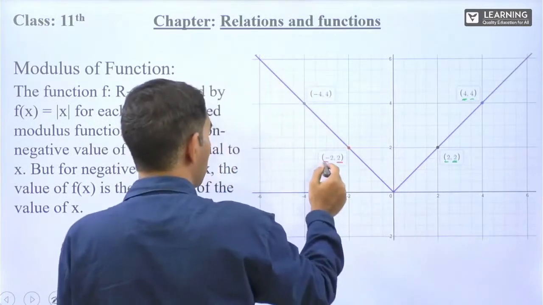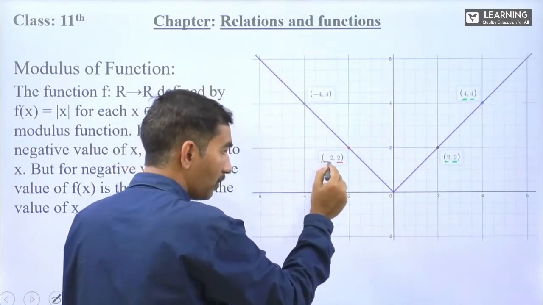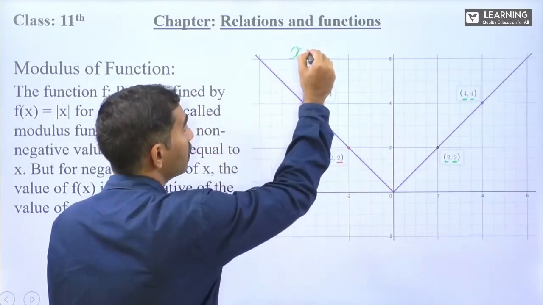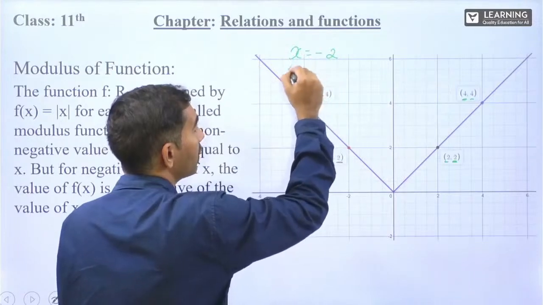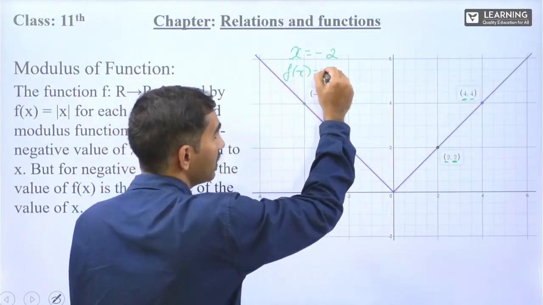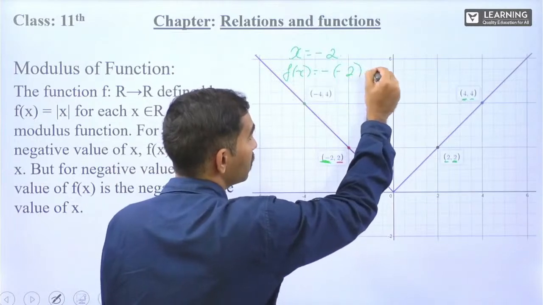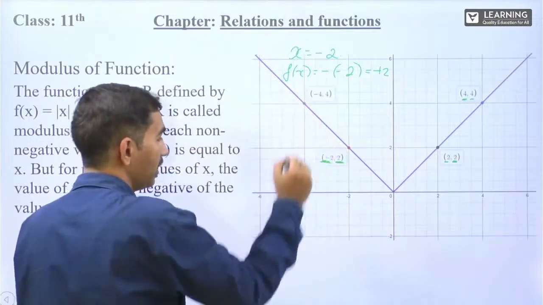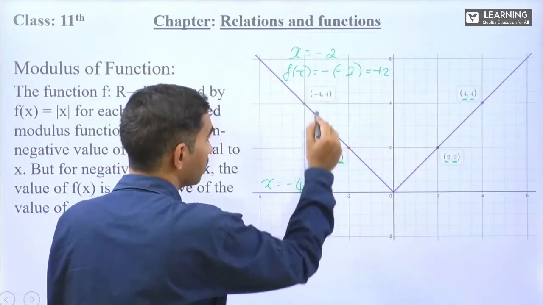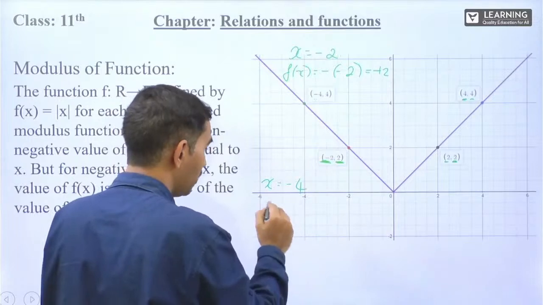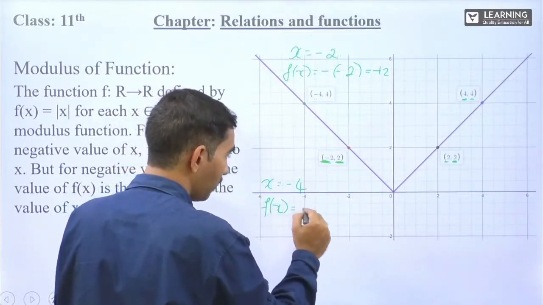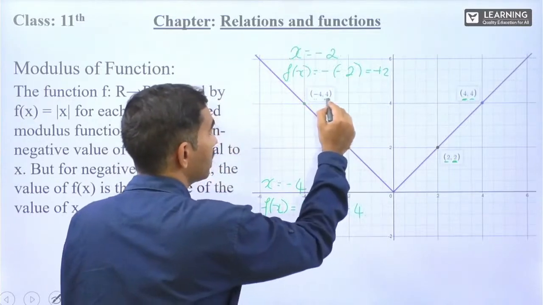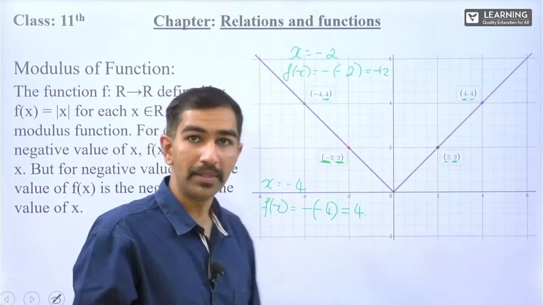But you see on this side, students, if x is negative of 2, so what is happening here? X is equal to negative of 2. What is f of x? F of x is negative of minus 2, which is equal to plus 2. We are getting plus 2. Same thing, x is equal to minus 4, correct? What is f of x? F of x is minus of minus 4, which is equal to plus 4. See here, plus 4. The same thing is defined in the definition.